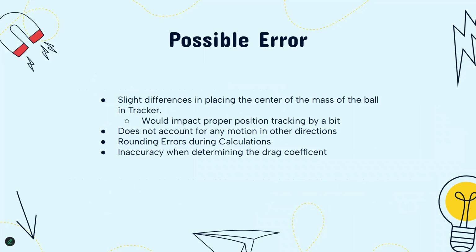So possible errors for this lab are that there are slight differences in the placing of the center of the mass of the ball in Tracker. This is because in Tracker I only got 20-ish frames of data, and it's a white object against a mostly white background, so it's a little hard to see. It's also moving very quickly, and it's really hard to track where exactly the center of the ball is, and this would impact the position in Tracker by a bit.